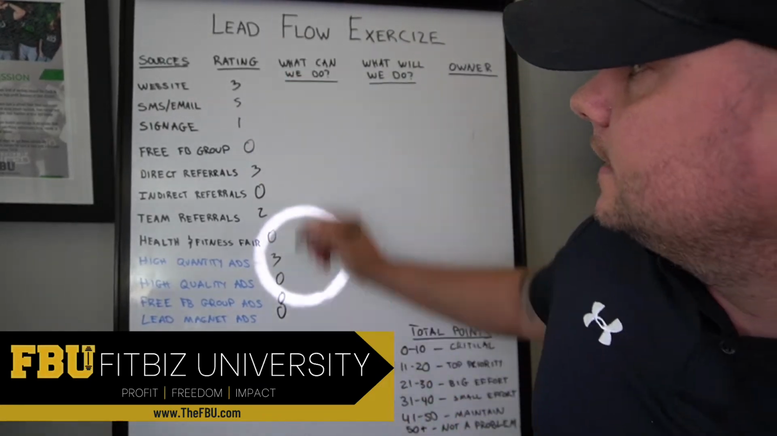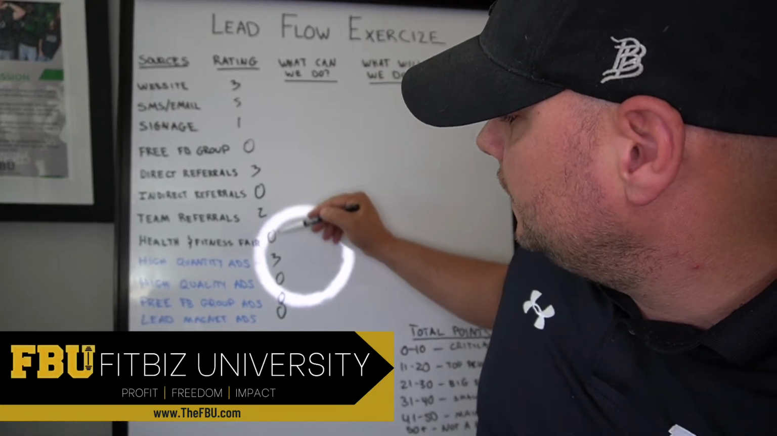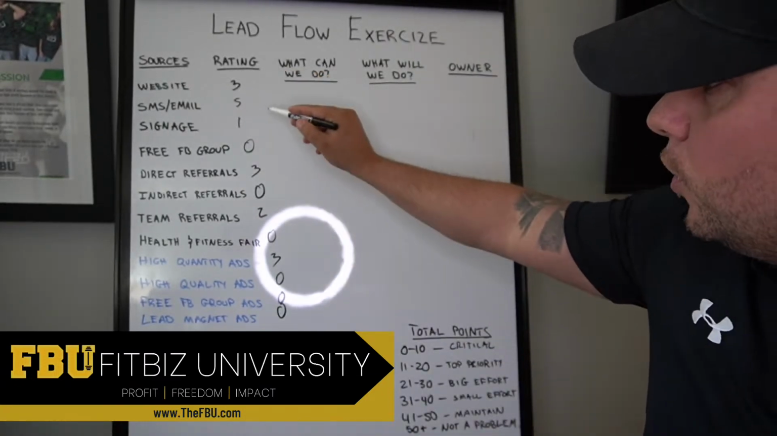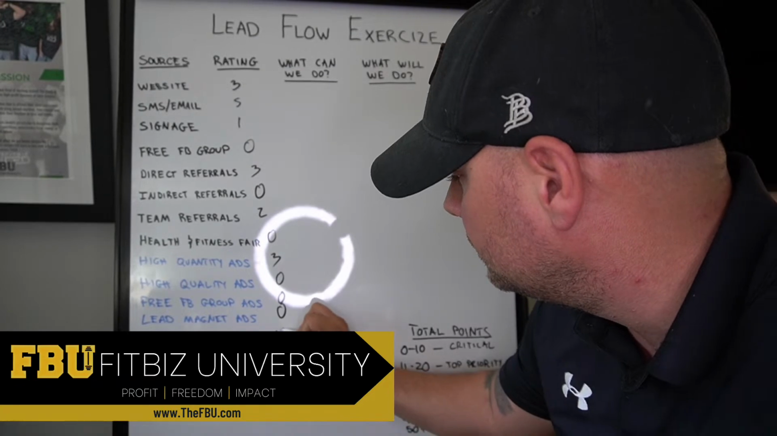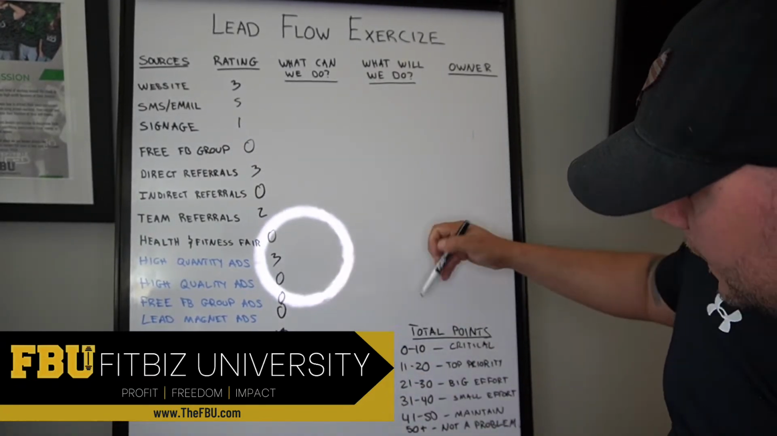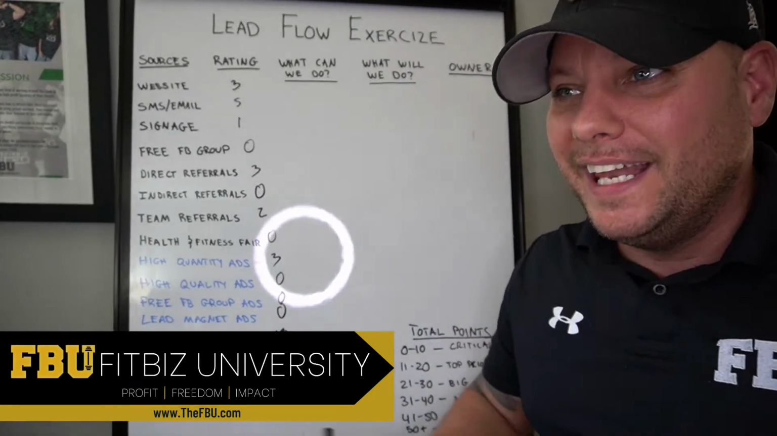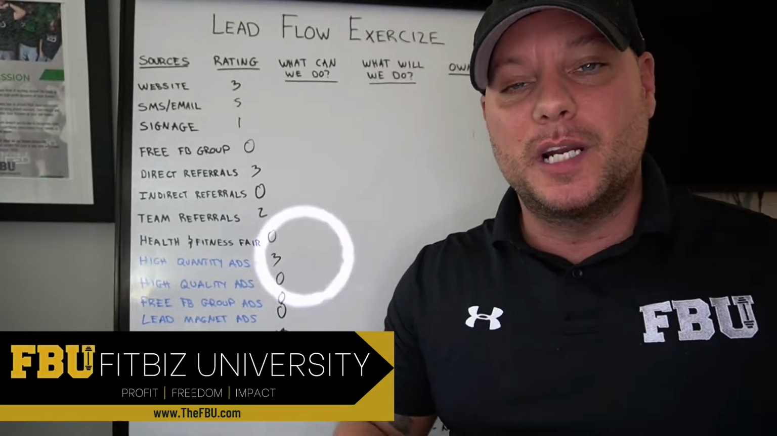Okay, so now we'd add this up. You have 3 plus 5 is 8, 9. We have 12, 15, 18. So with total points of 18 here, I would look over to my ranking and it says total points. Okay, and so 0 to 10 is critical. We need to fix this problem, guys. Otherwise, you are going to be out of business.